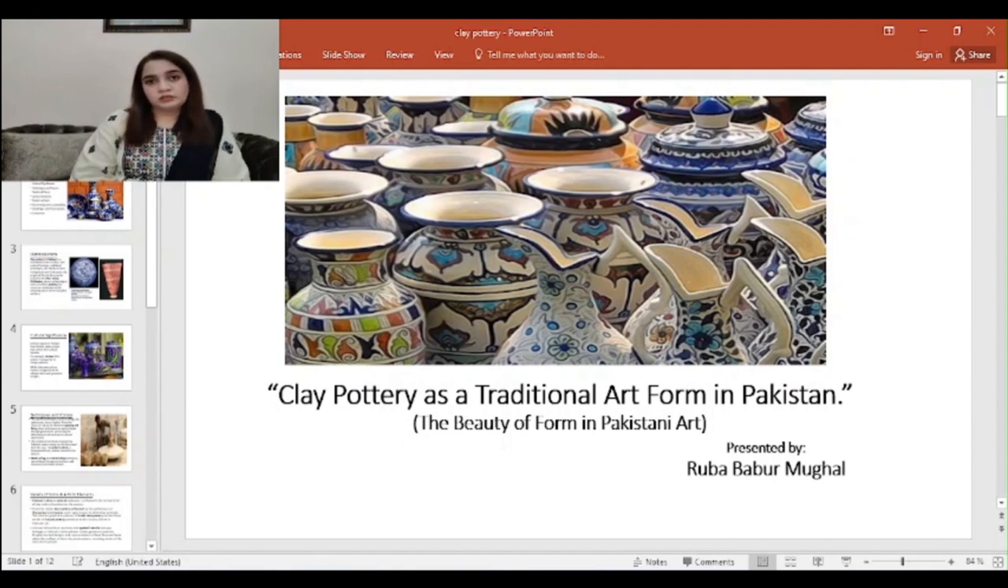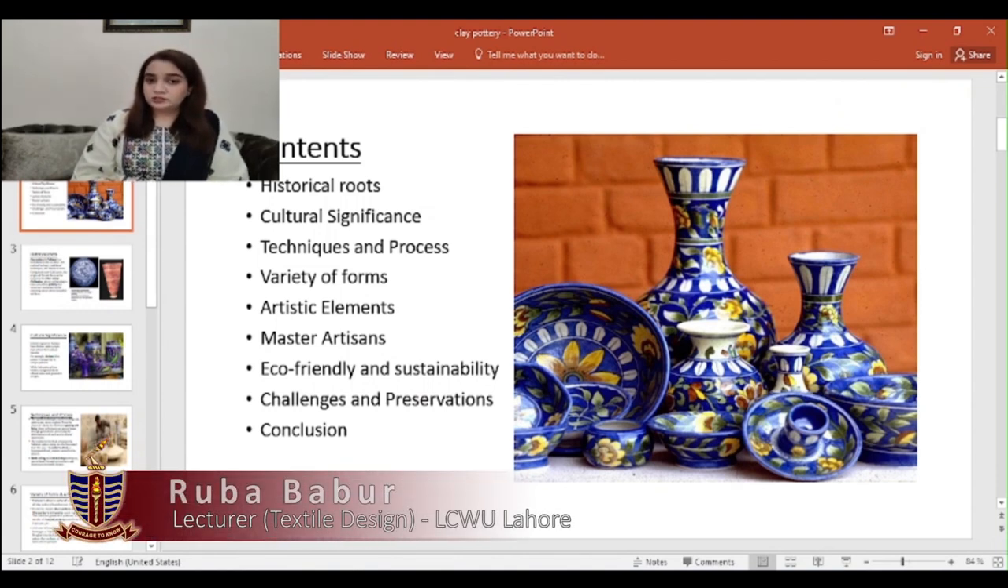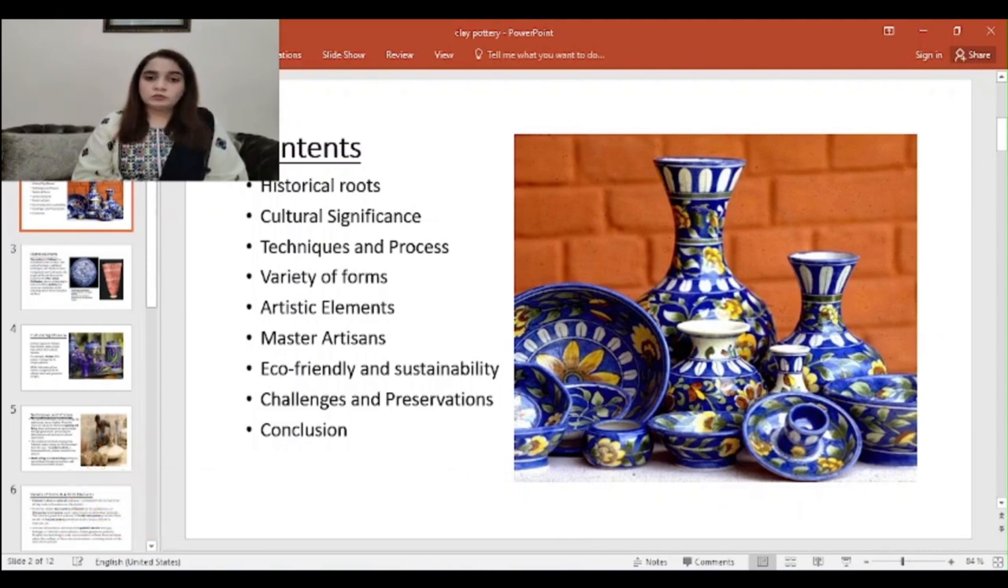The topic of my presentation is clay pottery as a traditional art form in Pakistan. The contents I am going to talk about are historical roots of clay pottery, cultural significance, techniques and process, variety of forms in clay pottery, artistic elements, master artisans, eco-friendly and sustainability, challenges and preservation of this traditional art form, and finally I will conclude.